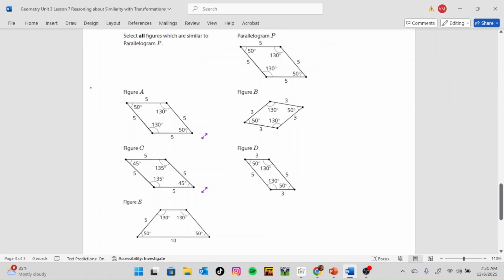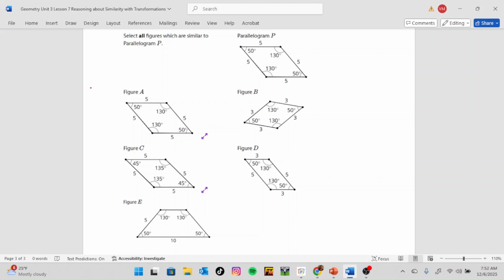Practice problem number 3. This will be our last practice problem in Lesson 7. Select all figures which are similar to parallelogram P. So let's think about what we're looking for.